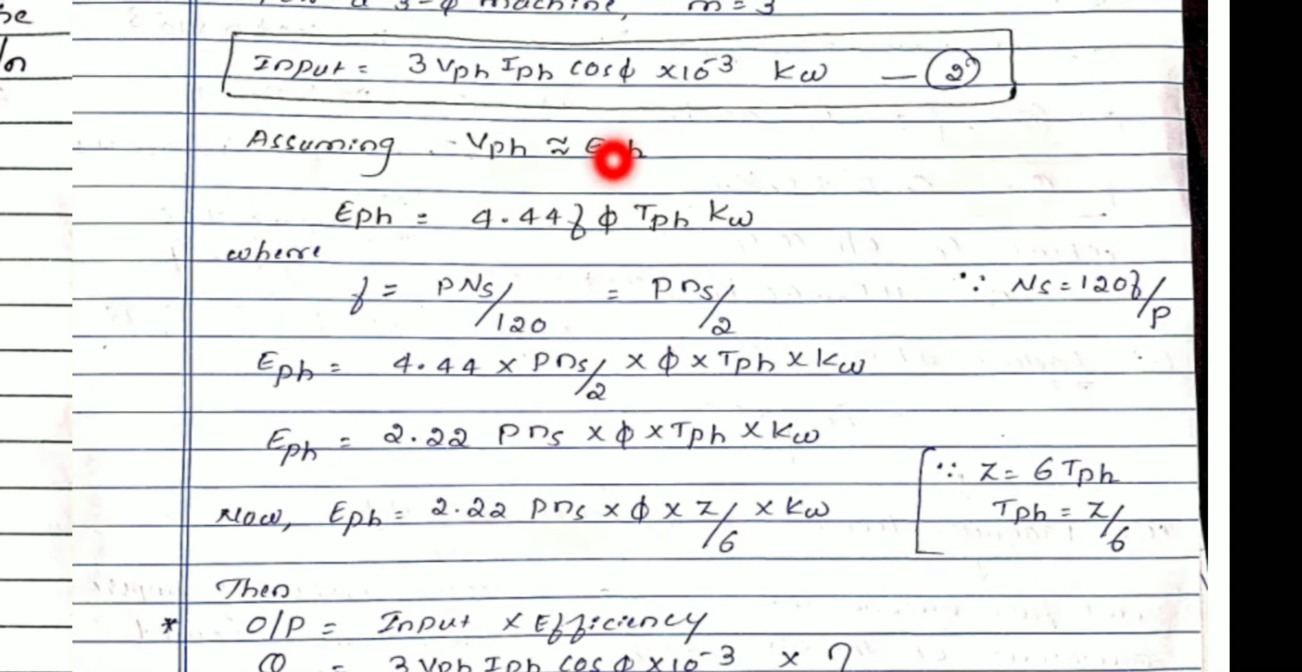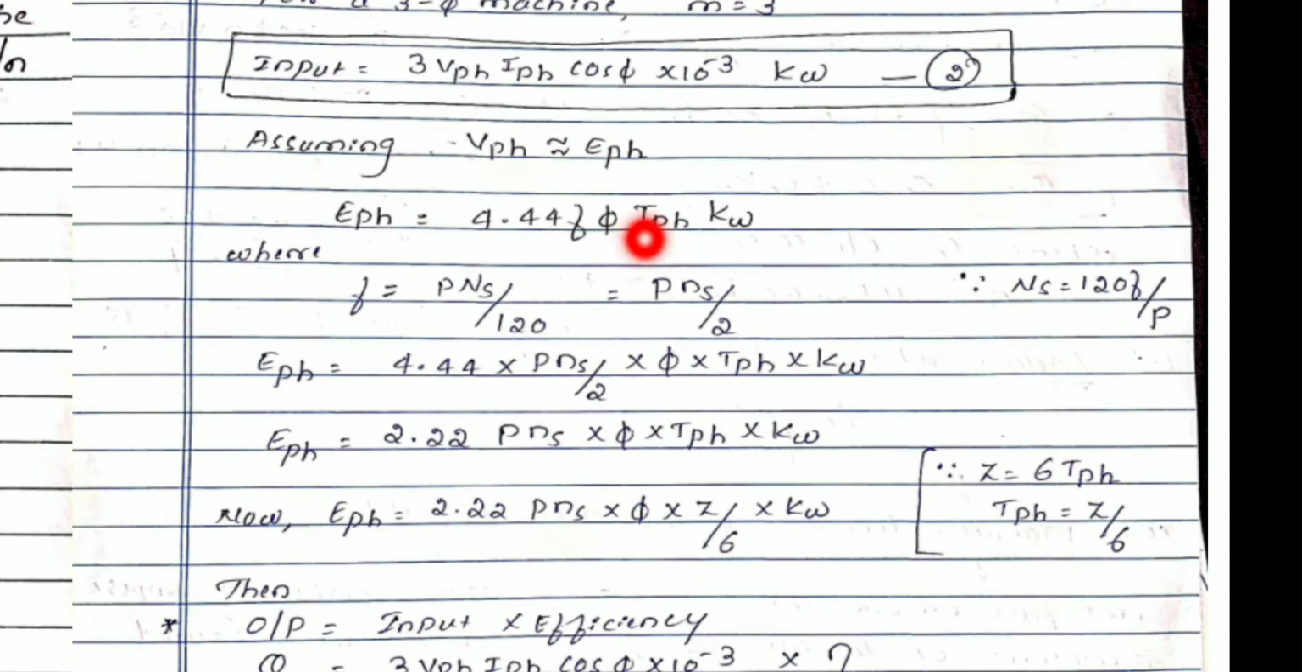F is nothing but the frequency, phi is the flux, TPH is the number of turns per phase, and kW is the winding factor. This derivation you have already studied, the EMF induced in induction motors, in the 4th semester itself. That is the reason I have taken it directly here. So EPH will be equal to 4.44 F phi TPH kW.